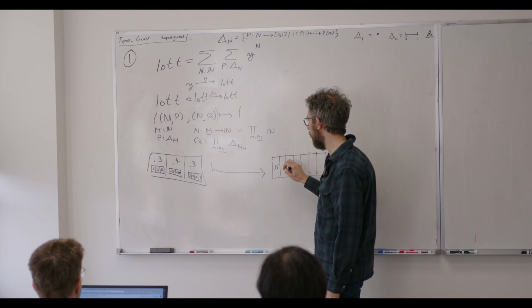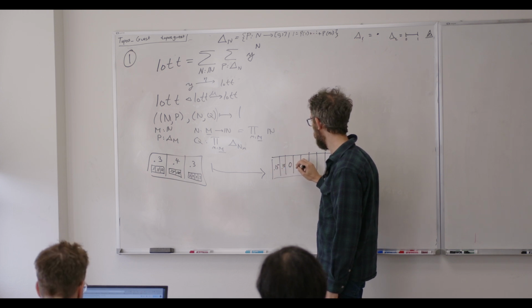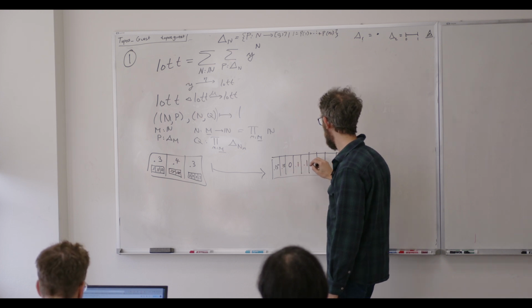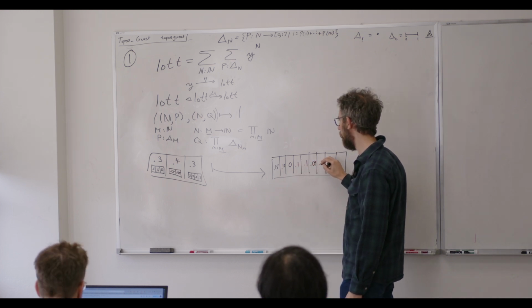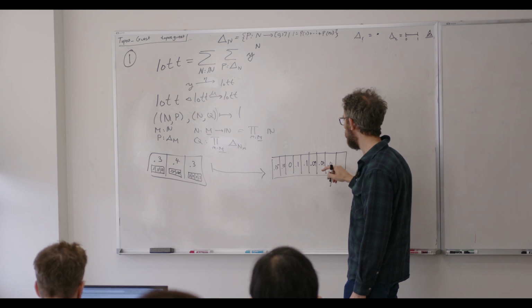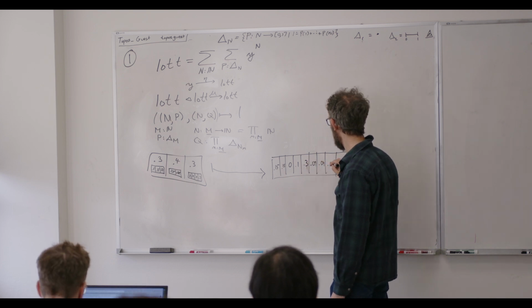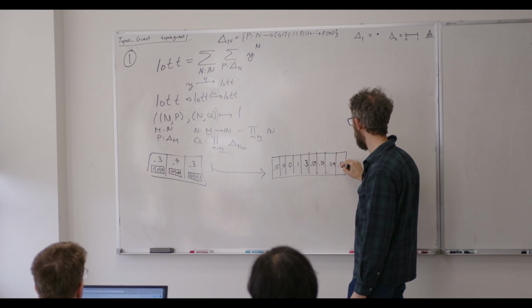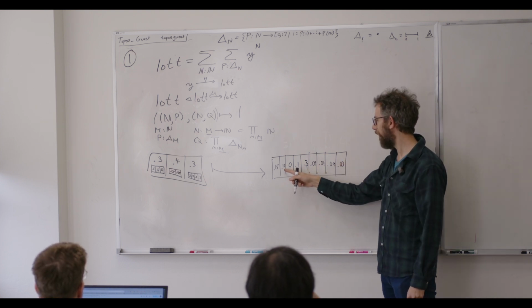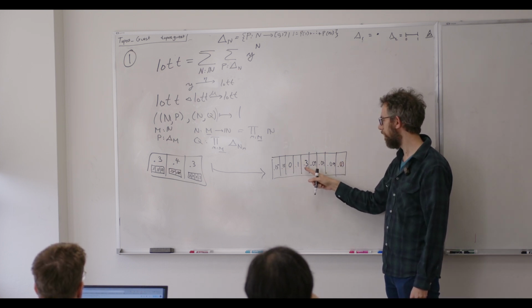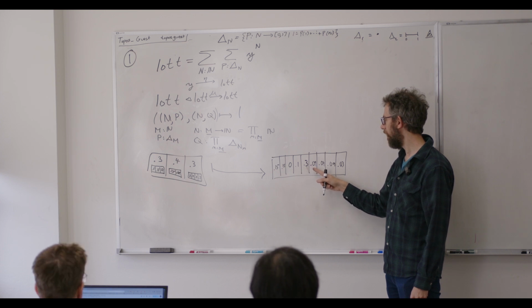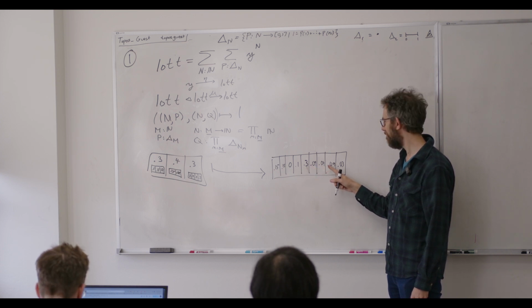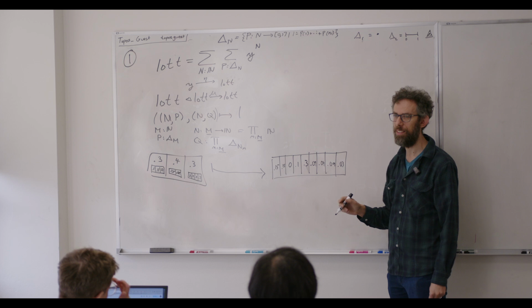Probability 0.15. 0.15. 0 chance of getting that ticket. 0.1. 0.1. 0.09. 0.09. 0.3. 0.09. 0.03. Okay, let's add them up. 30, 40, 50, 60, 70, 79, 88, 97, 100. Okay, great.